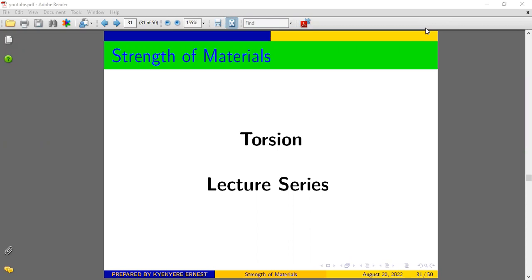In today's lecture we are looking at torsion, and because torsion is a broad subject, we are going to divide our lecture into two sections. In the first session, we are going to look at what torsion is and some applications of torsion. We will look at the shearing stresses in shafts. We will also look at the deformation in shafts, and the relationship between torque and shear stress, and apply that in solving some problems on torsion. Then we will look at the second session in our next lecture. So quickly, let's proceed and start with the initial part of torsion.